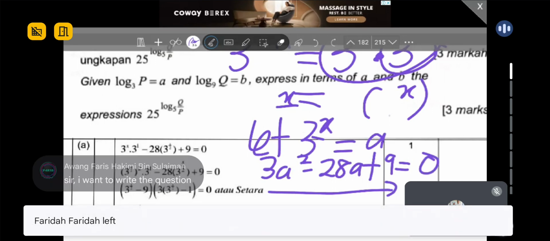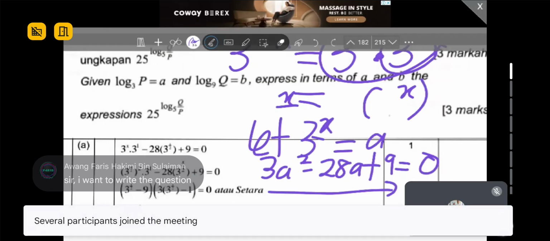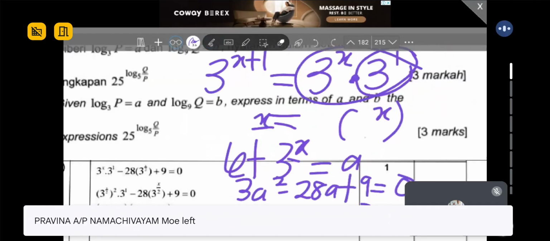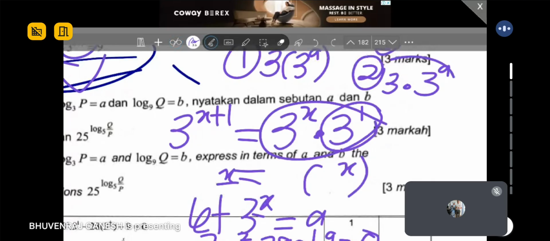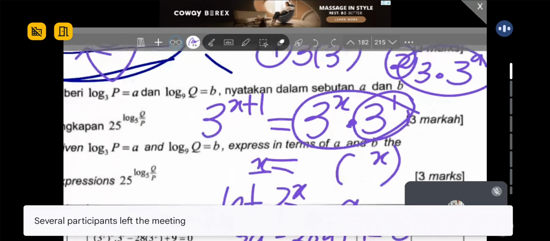Salah ke kalau tulis darab tu? Apa maksud kamu Ahmad? Salah ke kalau tulis darab? Darab mana? Darab maksud kamu yang ni ke? Yes? Oh, question, don't worry guys.